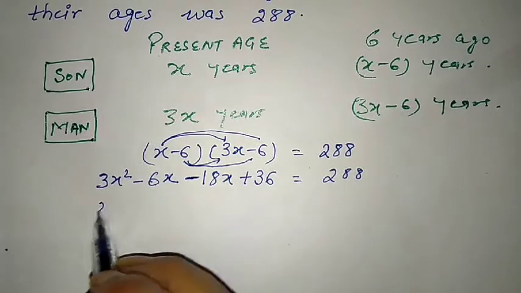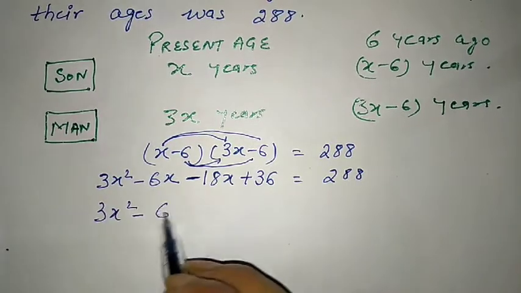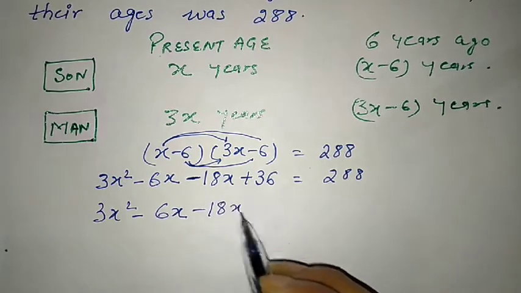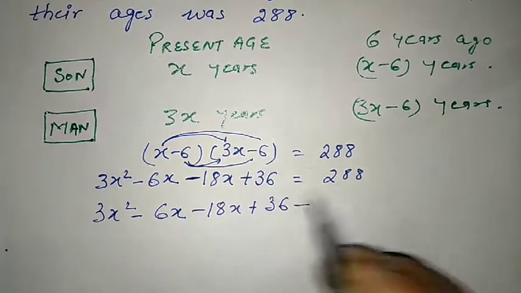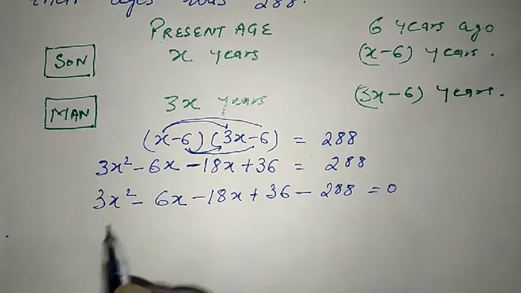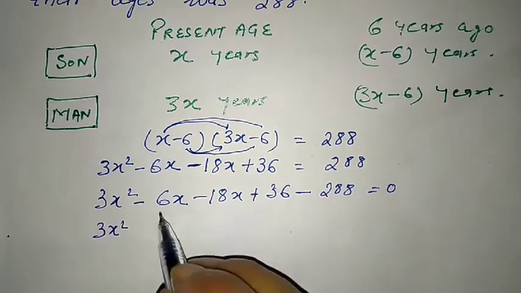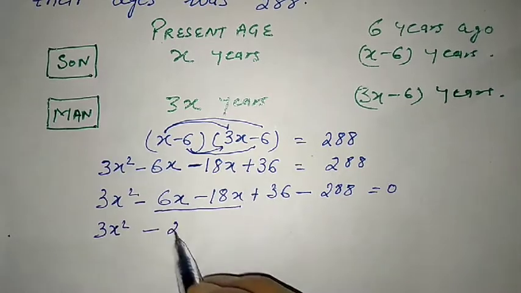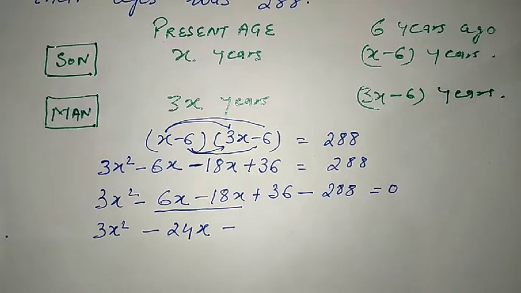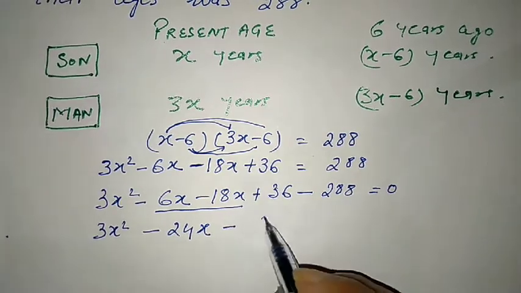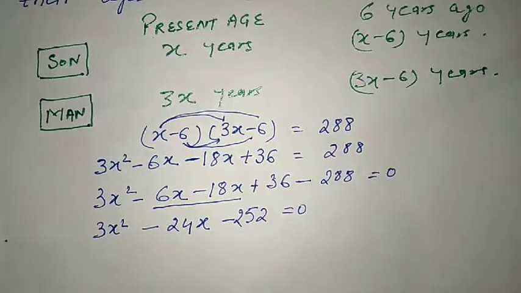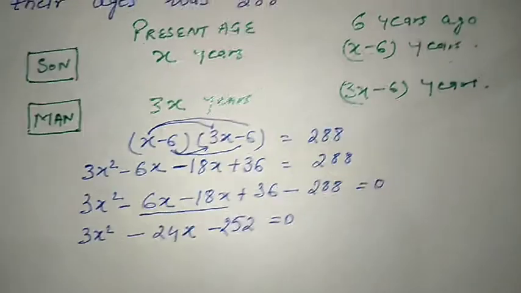So this will be 3x square minus 6x and minus 18x plus 36. If we transpose this 288 to the left side, here remains 0. So 3x square, minus 6 minus 18 becomes minus 24x, and 36 minus 288 is minus 252, is equal to 0. So this kind of equation we are having.